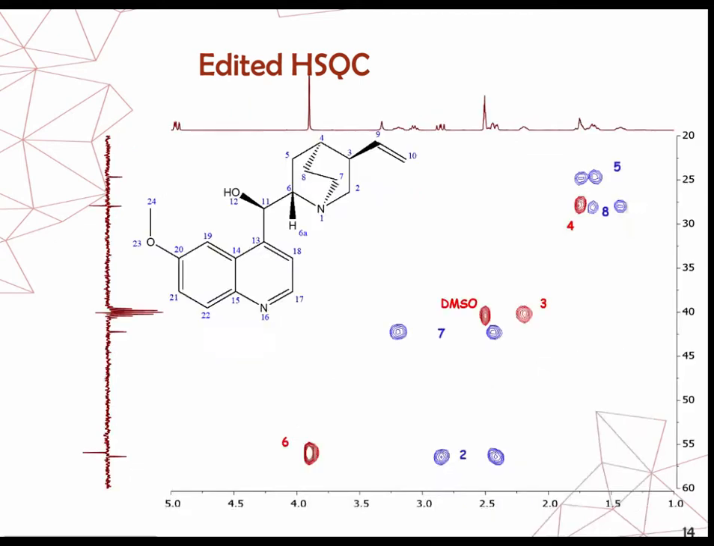Just here to show you, this is just a zoom. Here in the J mode, we had a null signal because we have two very close carbon peaks, and one is a CH and one is a CH2. They are very close one to the other. And here with the edited HSQC, we can see very well which one is which.